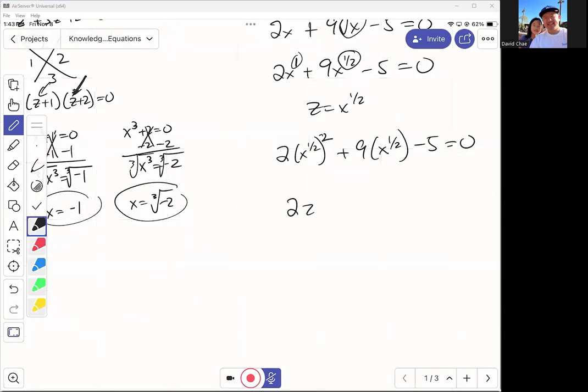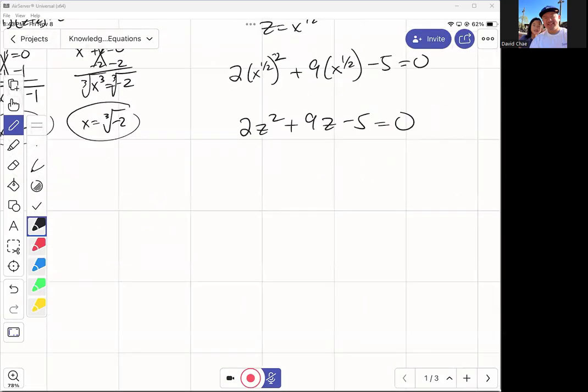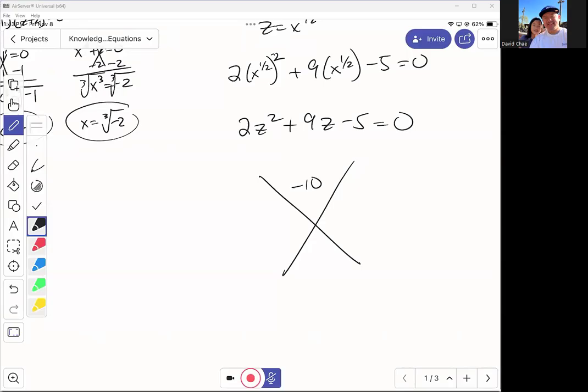Replace that: 2z squared plus 9z minus 5 is equal to 0. So you end up with -10 and 9. What ends up happening is you need 2 numbers that multiply to -10 and add up to 9. So that would be 10 and -1. 10 times -1 is -10, and 10 plus -1 is 9. And then you put the 2 above. So this would be 1 over 5. So it'll be z plus 5 and then 2z minus 1.